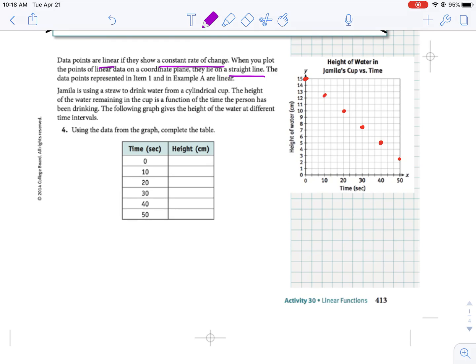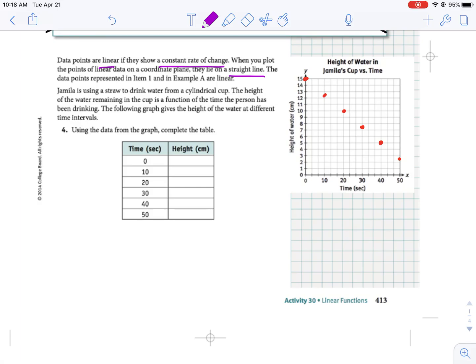So it says Jamila is using a straw to drink water from a cylindrical cup. The height of the water remaining in the cup is a function of time that the person has been drinking. So if you're drinking out of the cup, you're expecting that water level to go down. It says the following gives the height of water at different time intervals.